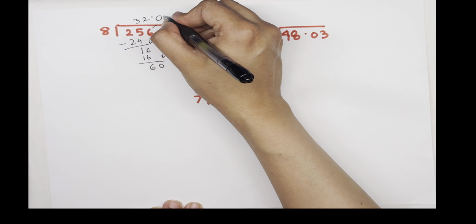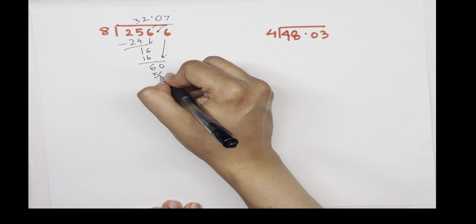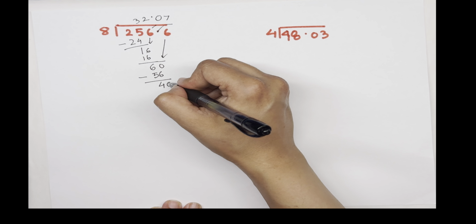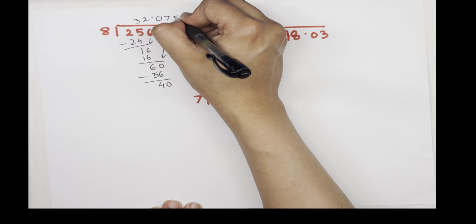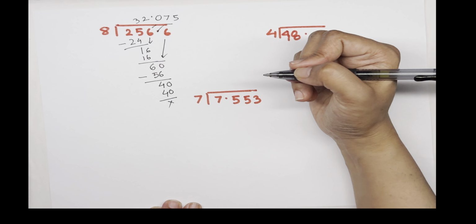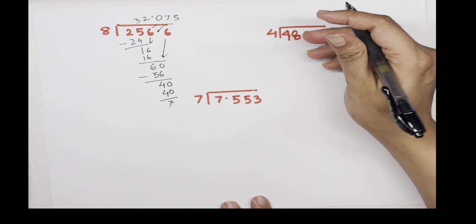So 8 times 7 is 56. 60 minus 56 is 4 and then 0. 8 times 5 is 40. So that's the answer. Next one.